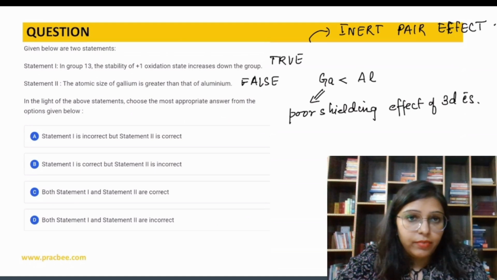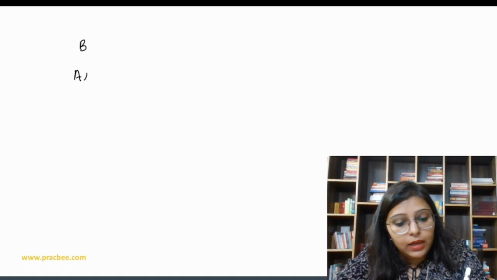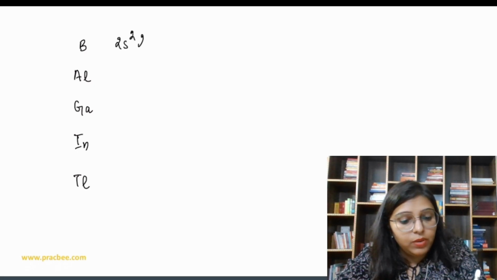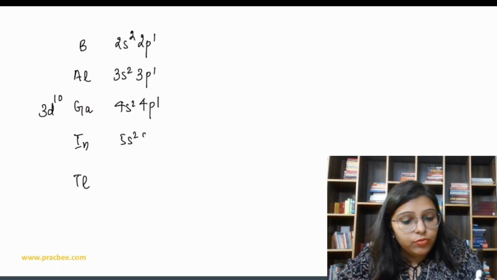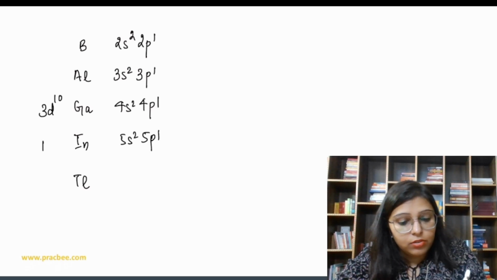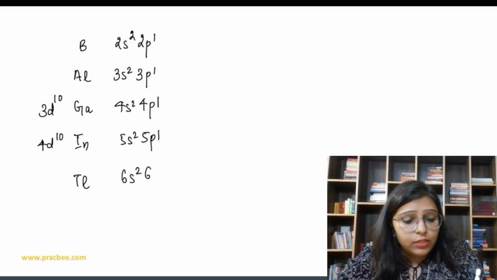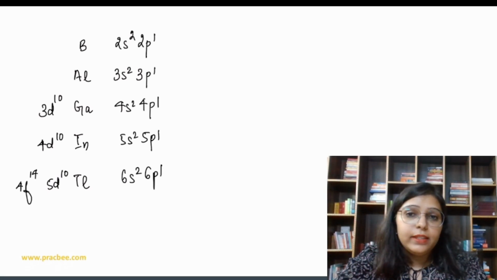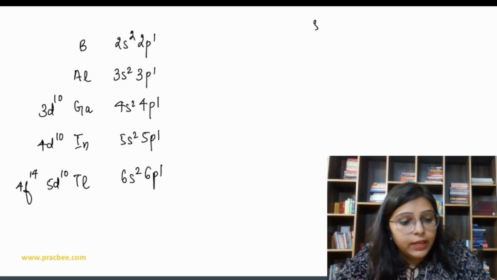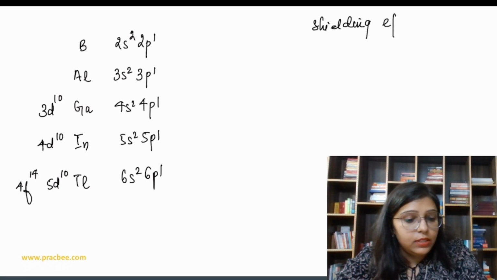So let's understand the inert pair effect, and there I'm going to discuss why gallium size is less than aluminium. So see, we have boron, aluminium, gallium, indium, thallium. The configuration is 2s2 2p1, here 3s2 3p1, here 4s2 4p1, but before 4s we have electrons in 3d. Then 5s2 5p1, and before that electrons are in 4d. Then we have 6s2 6p1, and here electrons are in 5d10, and then 4f14.